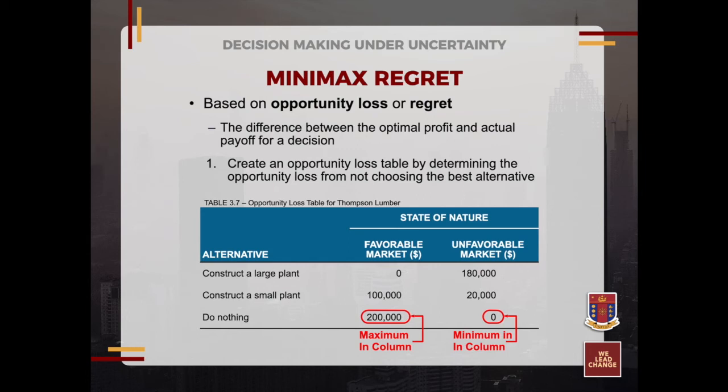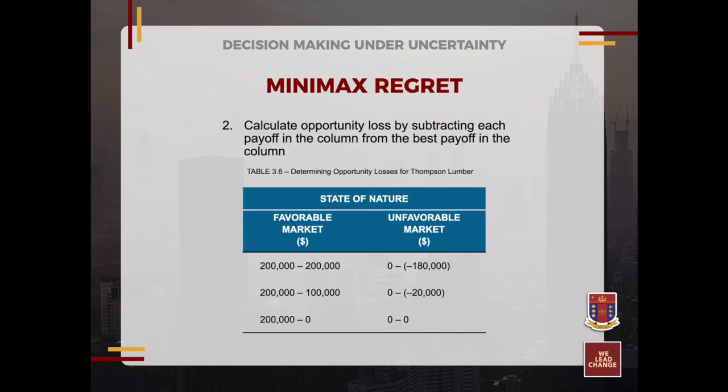Number 1, create an opportunity loss table by determining the opportunity loss from not choosing the best alternative. All right, so how you do this opportunity loss table would be you choose the highest number per row. This is already the opportunity loss table, but we are going to base our first computations on the original table. Now, for example, for this one, we know that $200,000 would be the payoff for the first alternative, and 0 would be the payoff for the third alternative.